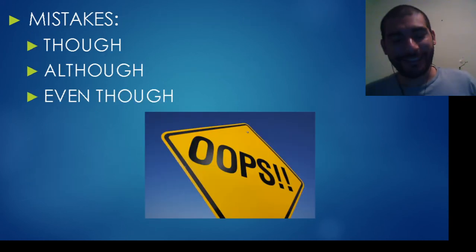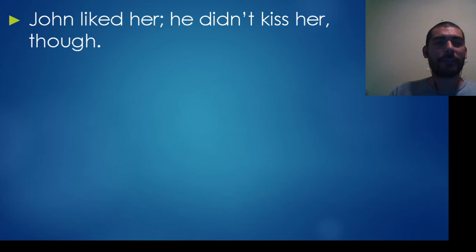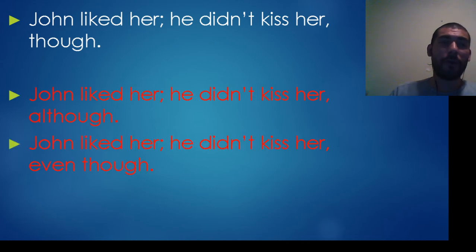Oops. Let's take a look at some mistakes with though, although, and even though. So let's look at this good sentence. John liked her. He didn't kiss her though. Sometimes students will try to say this, but instead of saying though at the end, they're going to put although or even though. And you can't do that.